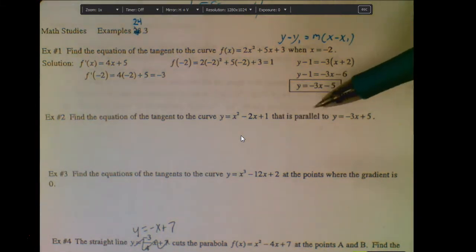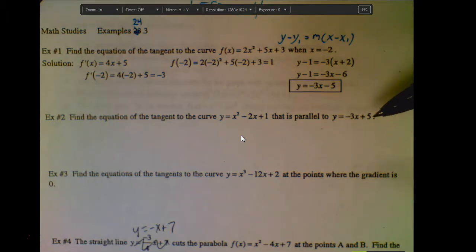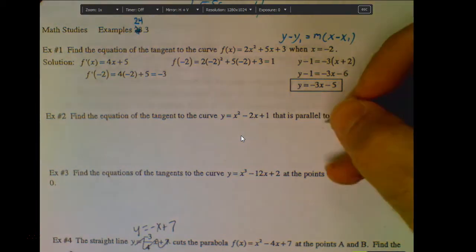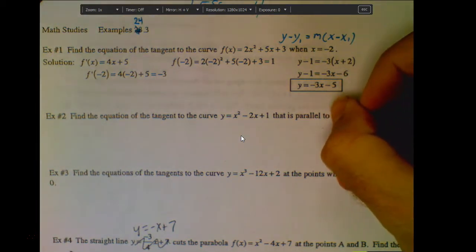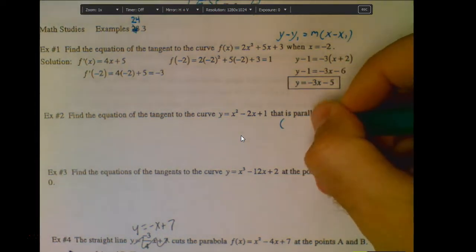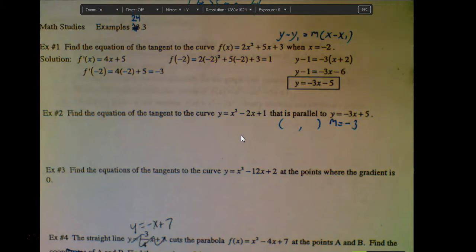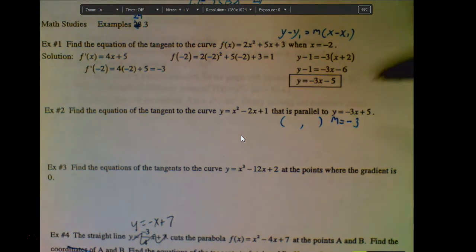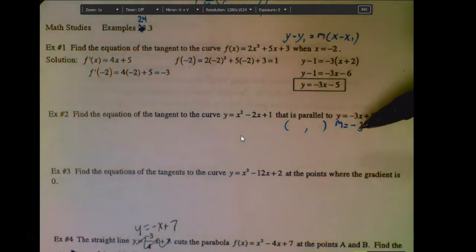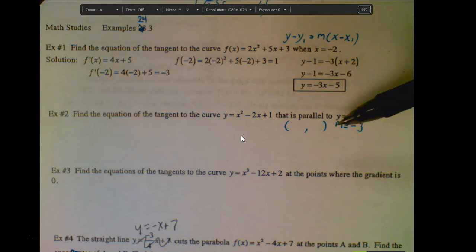In this problem, if our tangent line is parallel to this line, well, what does that tell you? We know parallel lines have the same slope. So since the slope of this line is -3, that means our slope is -3. So they basically just told us that the gradient is -3, which means I still need an x coordinate and a y coordinate. That's what we have to start with. So if our gradient is -3, consider what we've done with that in a previous lesson. That means that the derivative is -3. So let's work with that idea.